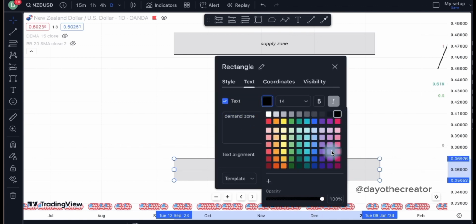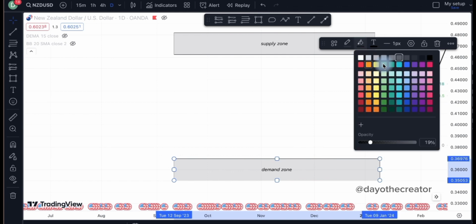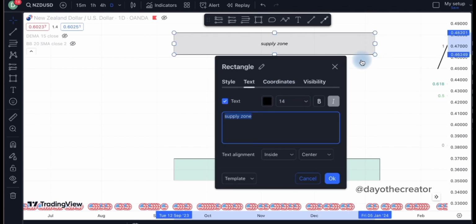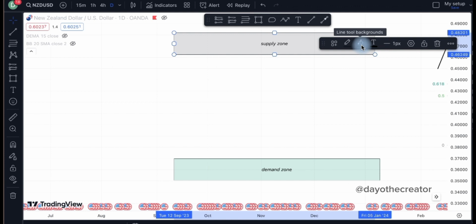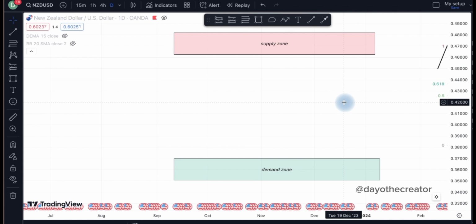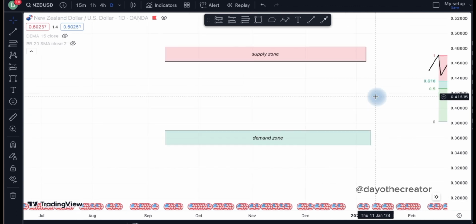Yes, this is our demand zone. Let me see whether I can change color. Yes. So supply, as I said earlier, is the zone in which sell orders are being carried out, and the demand area is the area in which buy orders are being carried out.